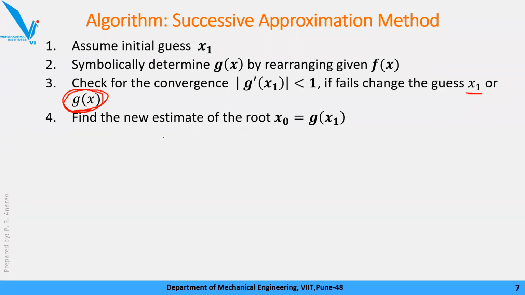Okay, Ajinkya, yes, less than 1. So whenever g dash of x1, if it is greater than 1, then change x1 or change g of x. Okay, but in most of your cases, you need to just change x1. In a rare, exceptional case I will tell you, you have to change g of x instead of x1. And this occurs only for this method.